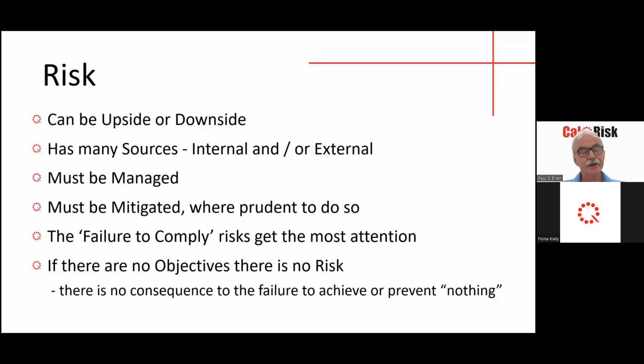Risk can be upside or downside. People talk about opportunity risk, and that's important to remember. It has many sources, internal to the organization and external to the organization. The internal ones are generally the known knowns. The external ones, you can get variables. Significant thing about risk is it must be managed.